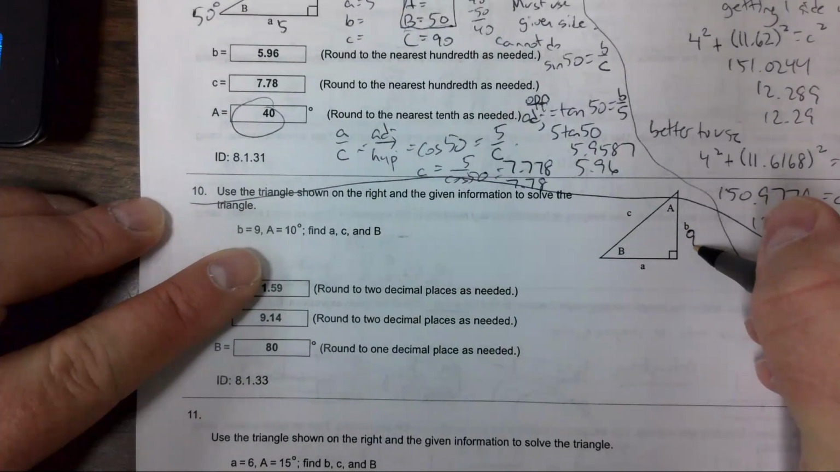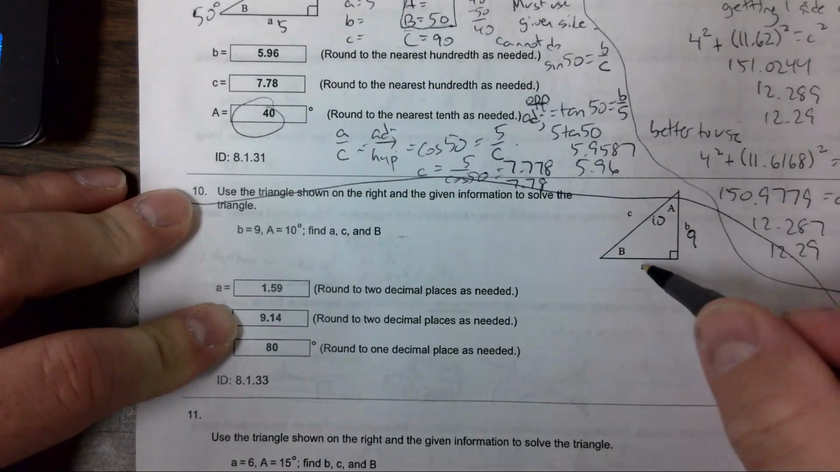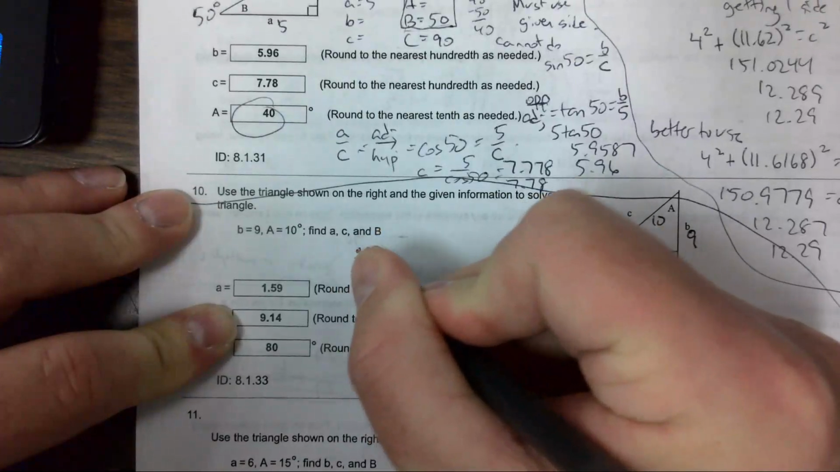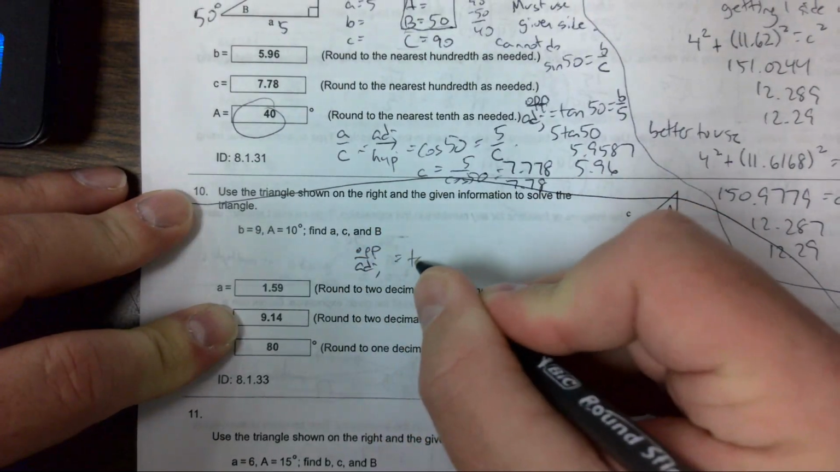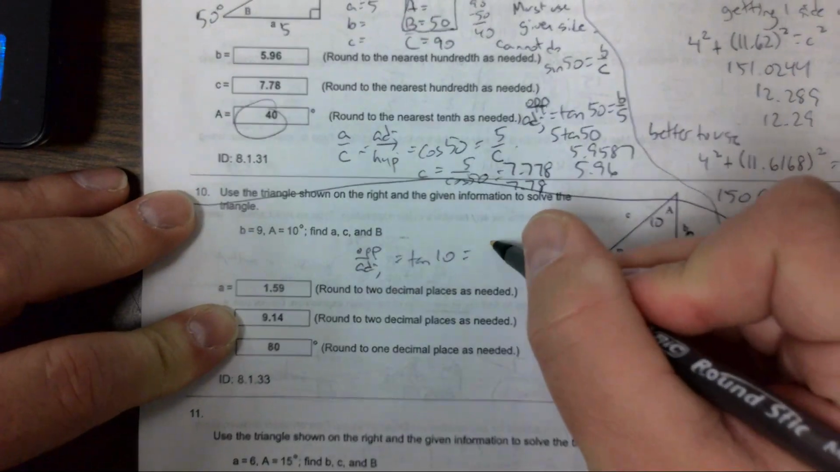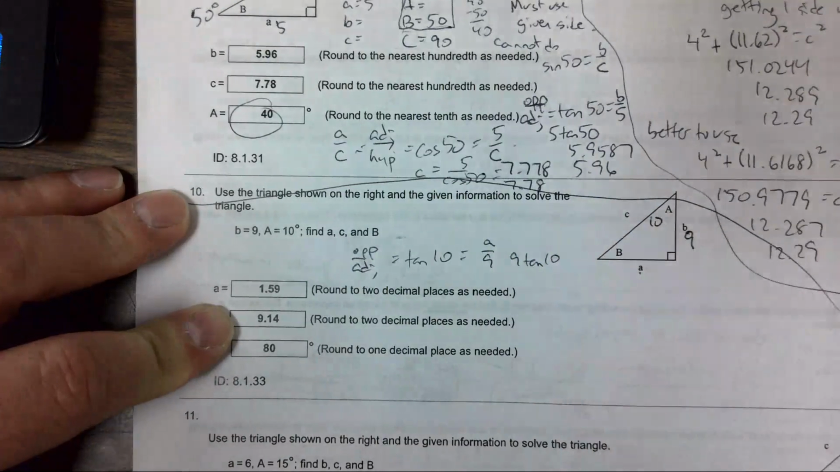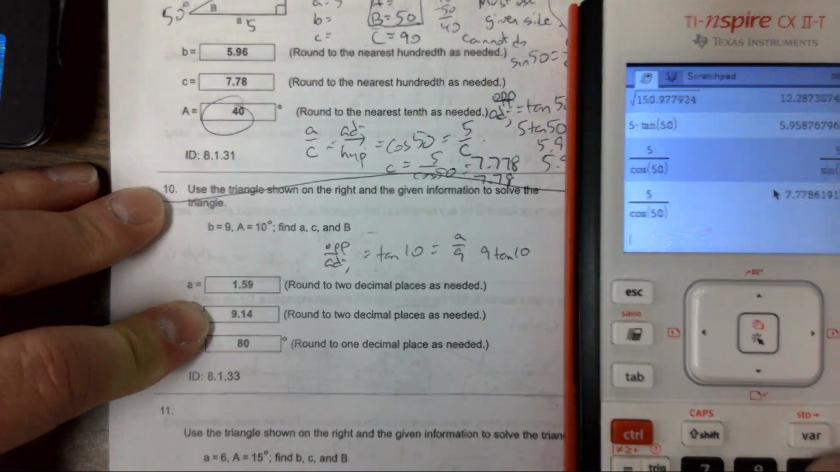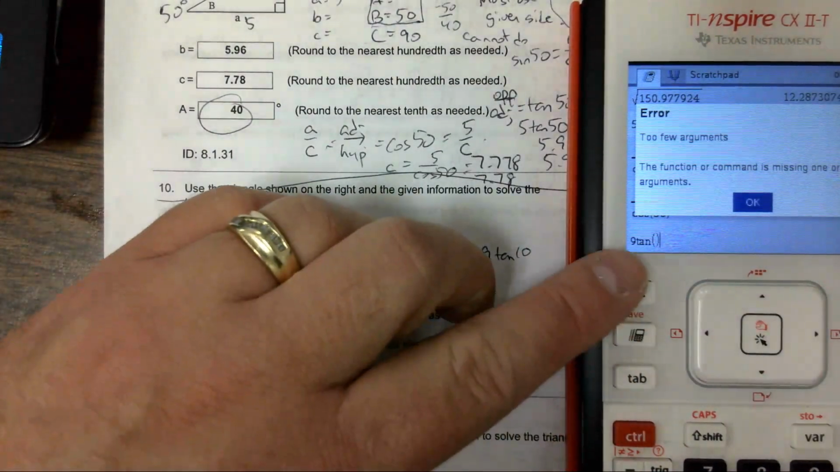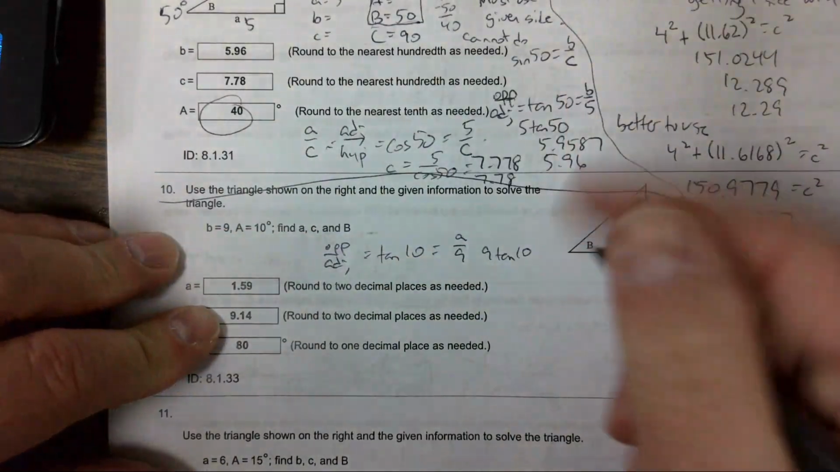Okay, B is 9, A is 10. So to get little a, I'm going to do opposite over adjacent. So that's going to be tan 10 equal A over 9. So this time you do 9 tan 10. That's 1.586.